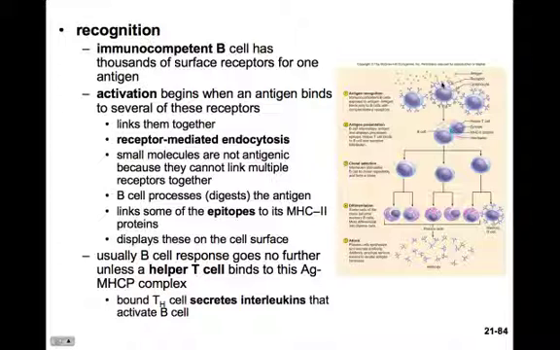Once we link several of these receptors together, the antigen will be pulled in by receptor-mediated endocytosis. The B cell will process and digest the antigen and then link some of the epitopes of these antigens to their MHC2 proteins. Remember, only antigen-presenting cells have MHC2 proteins, and MHC2 proteins only display foreign antigen parts.